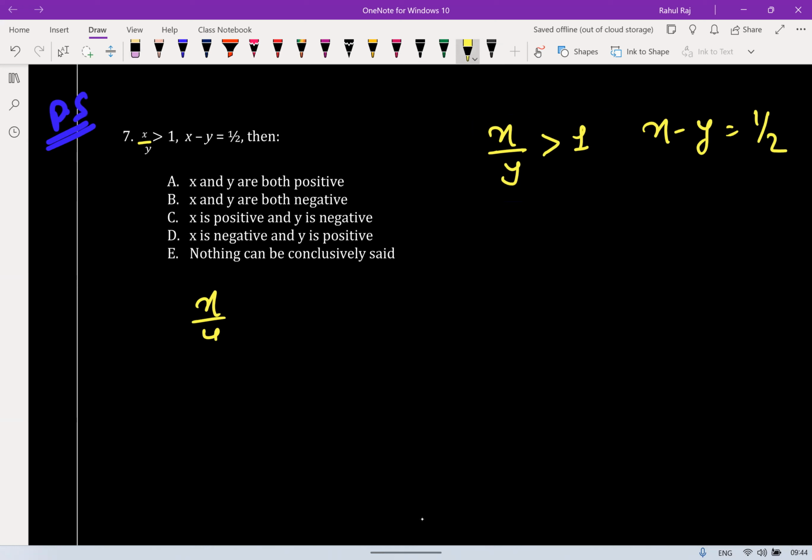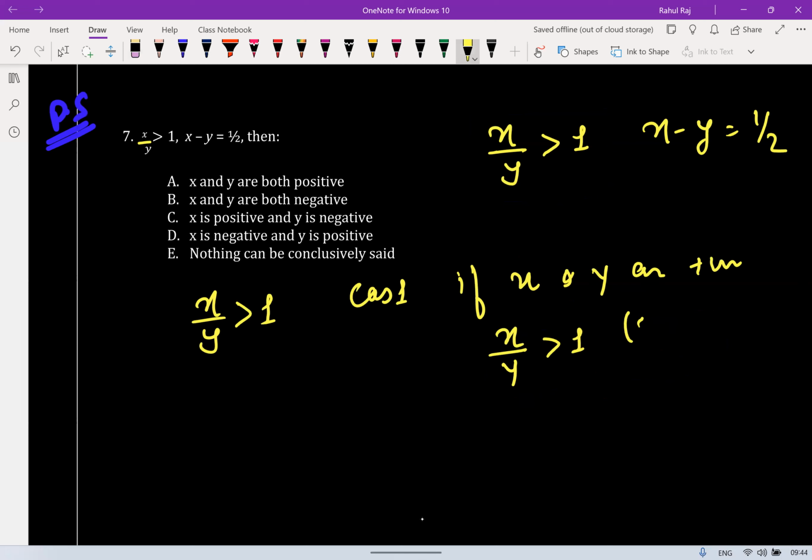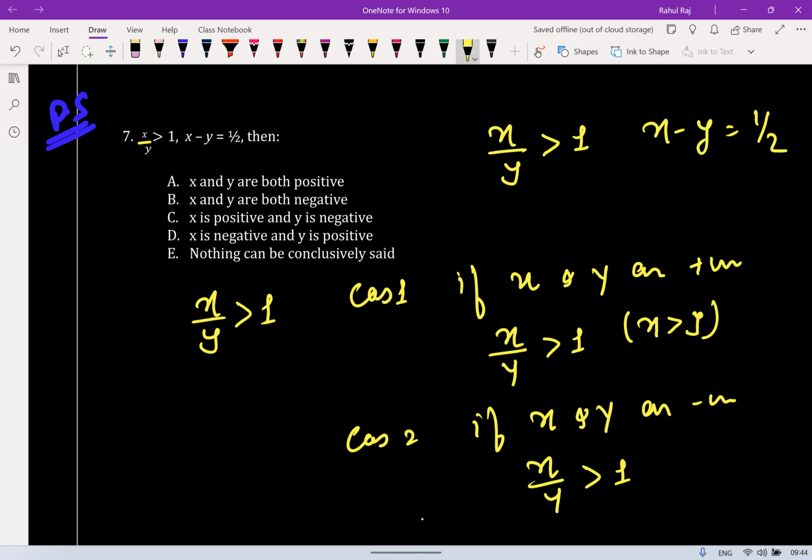So when I say x by y greater than 1, I'll have two cases, Alexa. Case 1, if x and y are positive, then for a fraction x over y to be greater than 1, x should be greater than y. Simple logic. And case 2 is, Alexa, if x and y are negative, then for a fraction x over y to be greater than 1, x should be less than y, because minus 10 by minus 5 is greater than 1, Alexa.